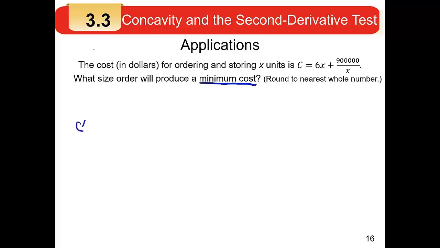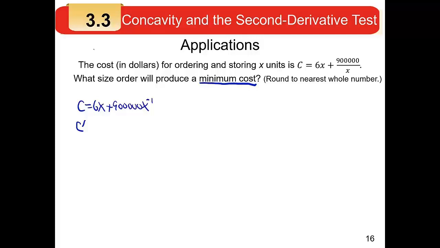First of all, when it says minimum, you know you're going to be taking the derivative. It says minimum cost, so we'll be taking the derivative of the cost function. Now the cost function has a fraction in it where the denominator is x. I would highly recommend rewriting that to make it a negative exponent. So instead of leaving it and using the quotient rule, you'll end up using the power rule, which is much easier.